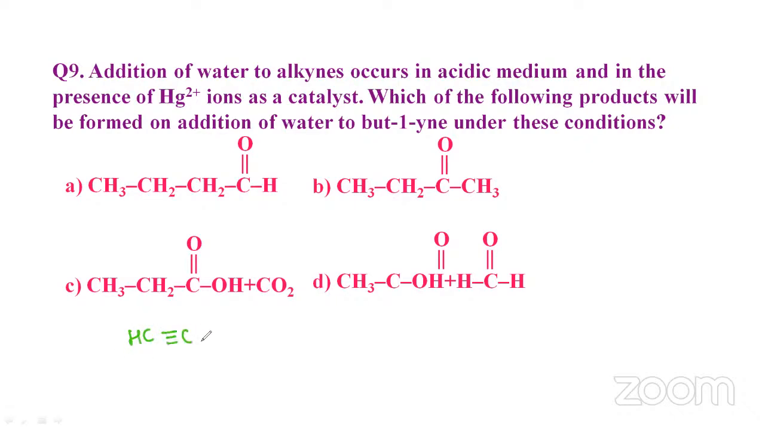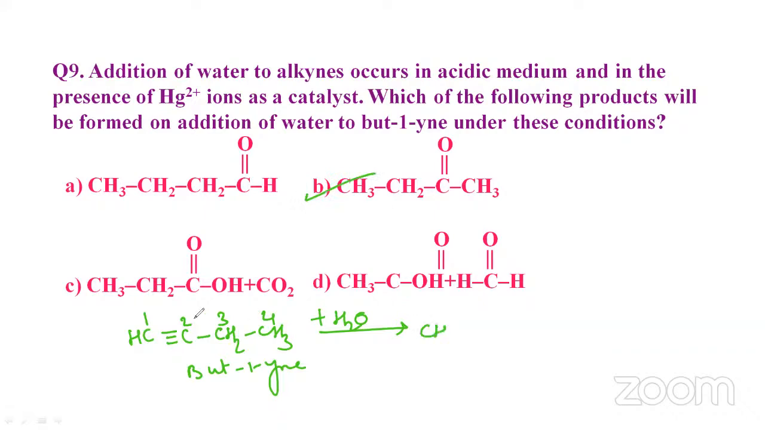Okay, so but-1-yne is what? CH triple bond C, then CH2, CH3, right? So 1, 2, 3, 4, butane. Okay, but-1-yne. You're going to do a hydration reaction on but-1-yne. You're going to add a water molecule. Yes, what will you obtain? Yes, Lohit Kumar, correct. It is B.